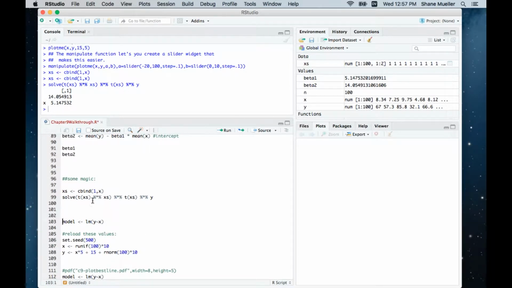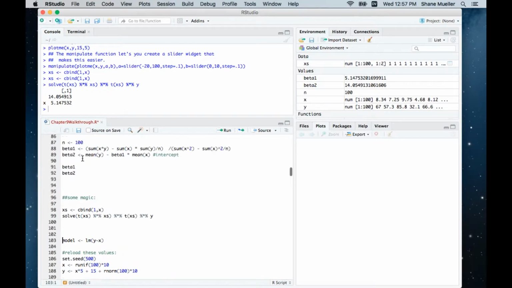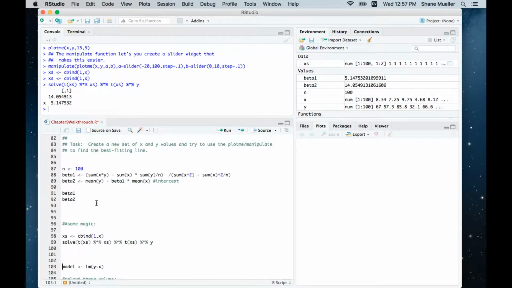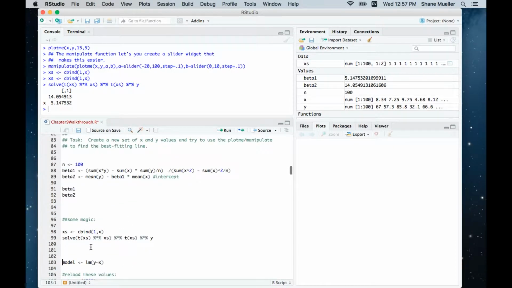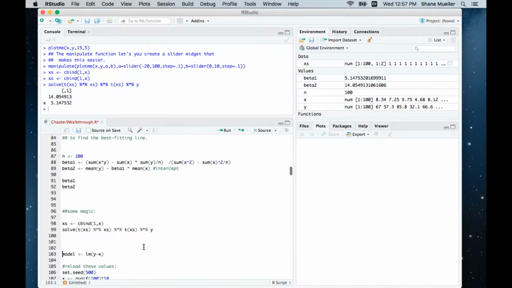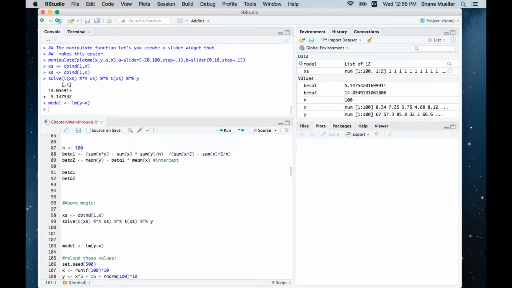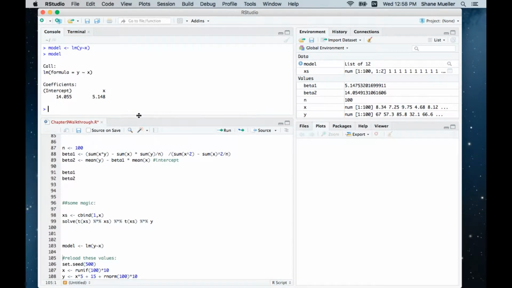So this can be done to solve for more complicated 3 or 4 predictor models rather than just 2 predictor models. Well, this would only be relevant for 2 predictor models. But of course, no one ever does this because there's a linear model function in R that will do this for you. And if I type out model, it'll give me those numbers as well.